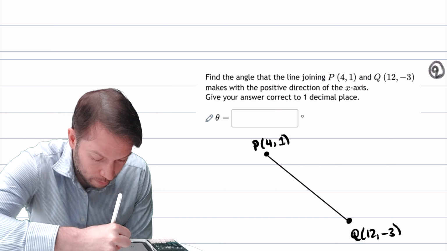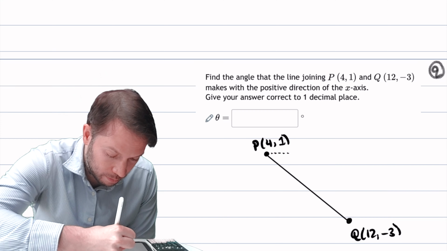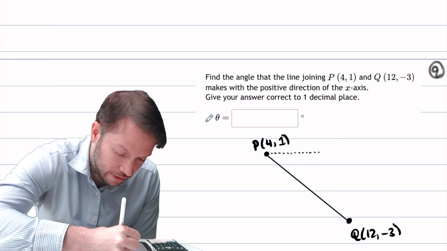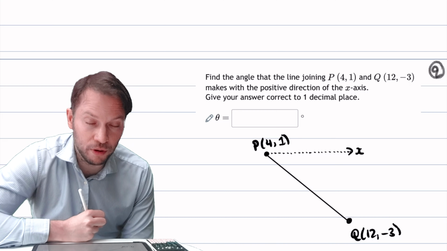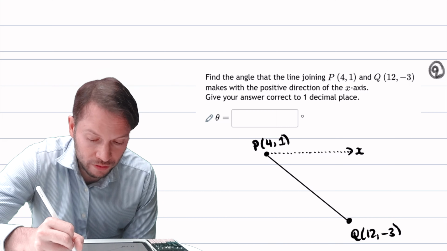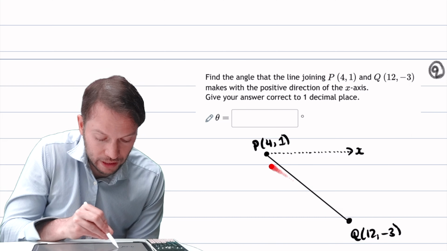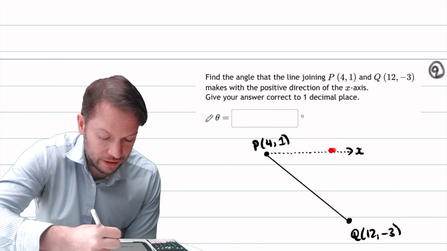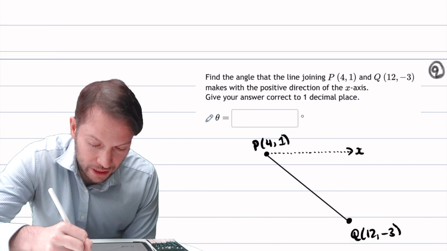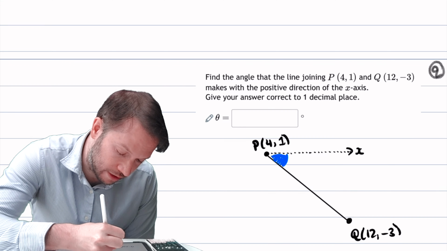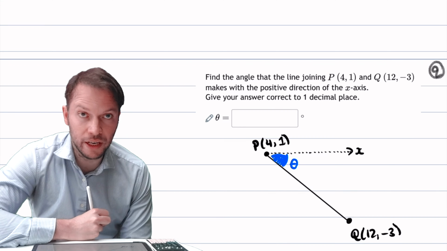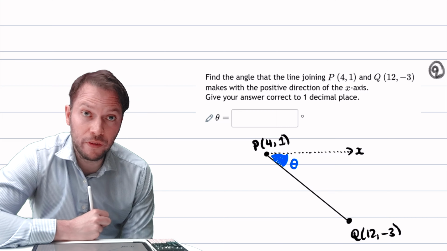So from the top point here, we draw the positive x-axis like this. The x-axis is this way, if it's in the positive direction. It wants us to find the angle between this line and the positive x-axis. So it's this angle here, isn't it? Let's label that. We can call that theta. Remember, we often use the Greek letter theta to represent an unknown angle. So how do we find that angle?